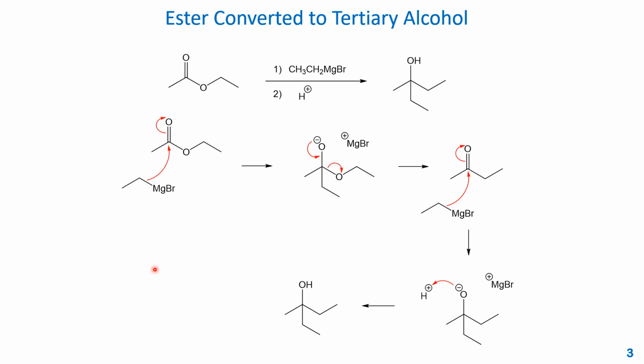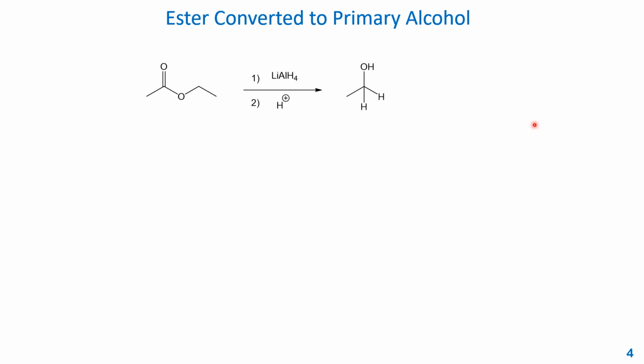Now if you want to make a primary alcohol, you need to use another reagent to reduce the ester. So if we want to make a primary alcohol from this ester, we will use lithium aluminum hydride as the reducing agent, and we also need work up with acid. The structure of lithium aluminum hydride is shown here. This lithium is the cation and the aluminum hydride is the anion. It's a complex, and the real nucleophile is actually the hydride here.